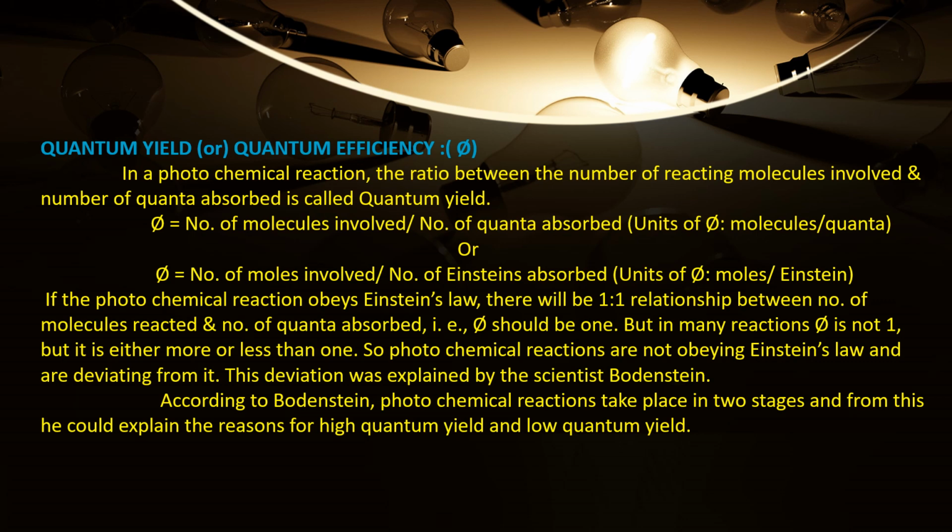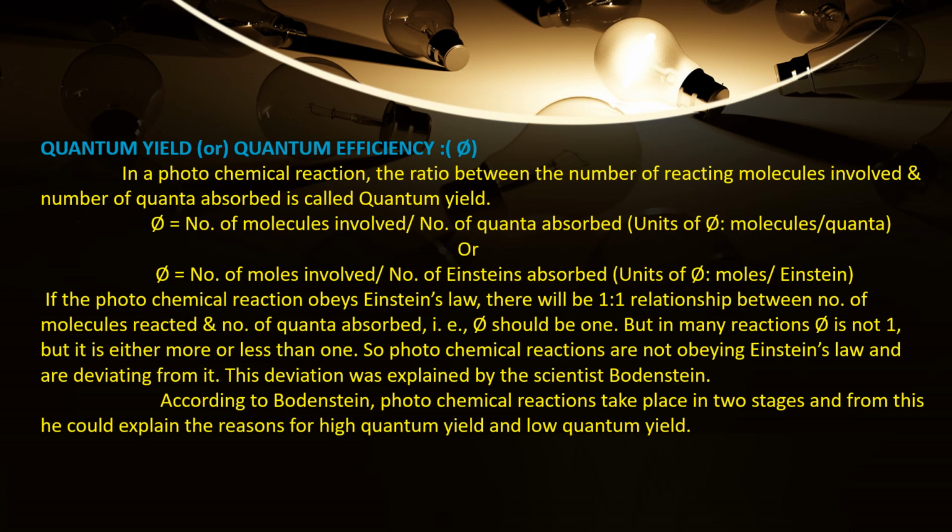So now, just a recollection of second law of photochemistry. What is second law of photochemistry? It is Stark-Einstein's law of photochemical equivalence. What did we learn there? That law states each reactant molecule absorbs one quantum of radiation. That is, there is 1:1 relationship between number of molecules reacting and number of quanta absorbed.